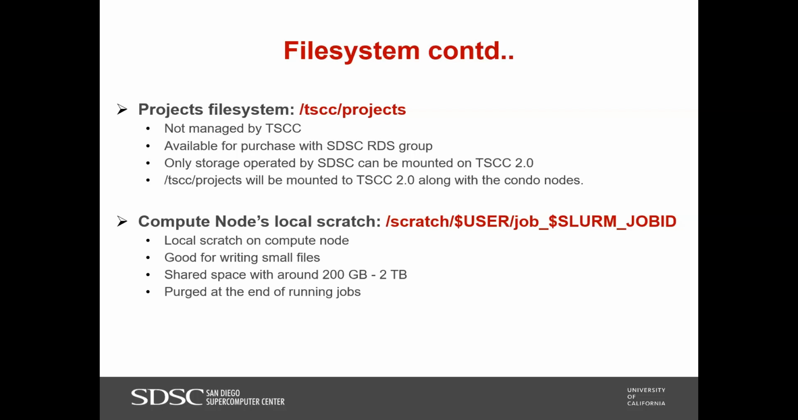And the next Scratch storage I would like to introduce is the local Scratch on each compute node, which starts from /scratch/$USER/job_ and then your SLURM job ID. This local Scratch is only available when you have a job running on that node, ranging from 200 gigabytes to 2 terabytes, depending on the node type. The local Scratch is very good for writing small files, but please note that what you have written there will be purged at the end of running jobs.